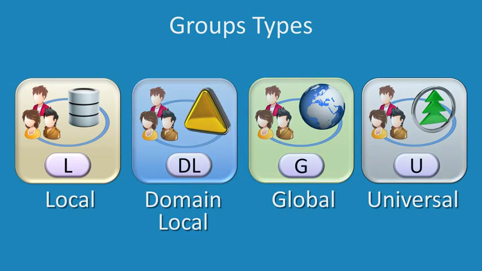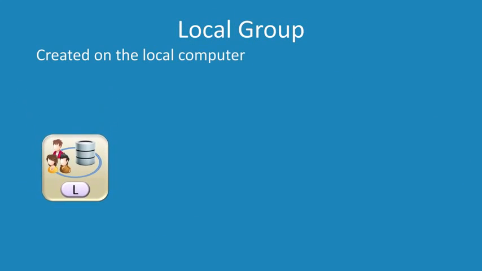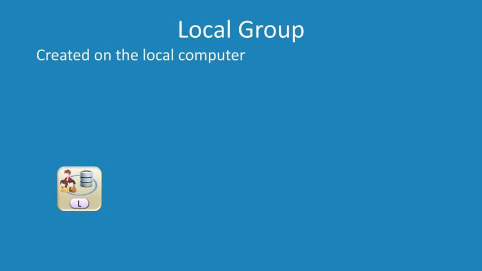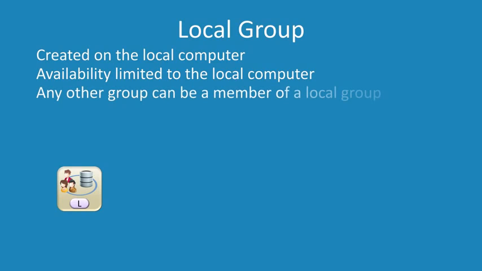Let's start by looking at local groups. A local group is a group that is created on the local computer. Since the group is stored in the local computer's security database, its availability or scope is limited to that computer. Even though the scope of the group is limited to the local computer, it is not limited as to what groups can be put into a local group.